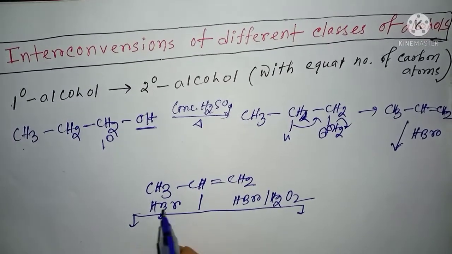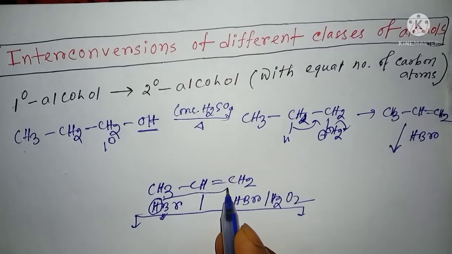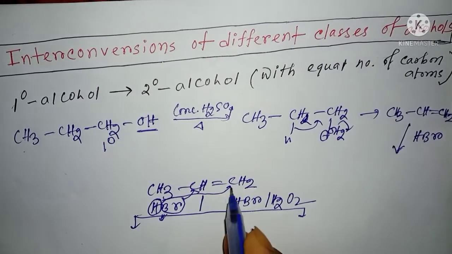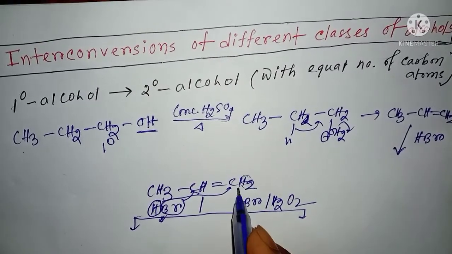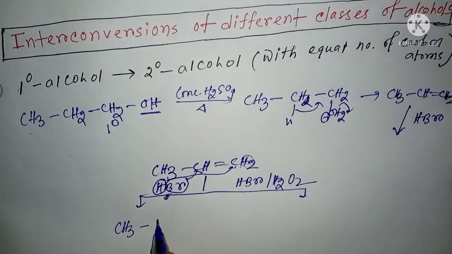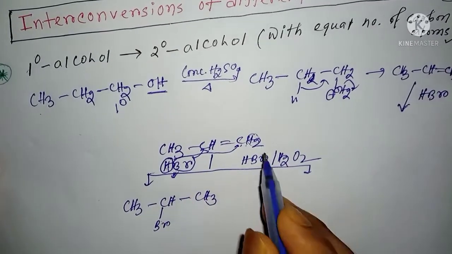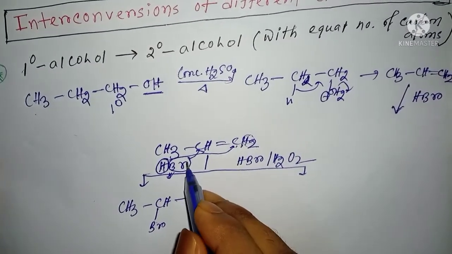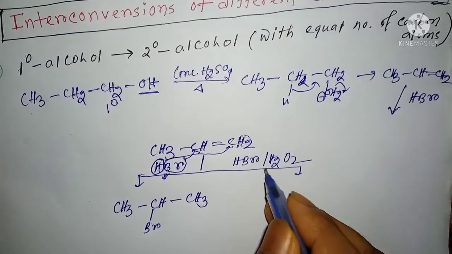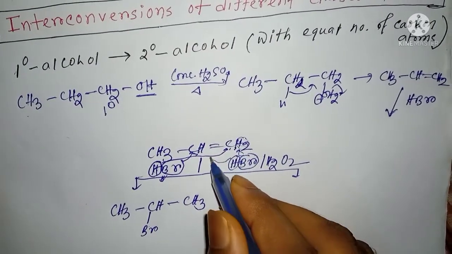Now the Markovnikov rule means H is added to the carbon that is more hydrogenated, and Br is attached to the less hydrogenated carbon. So this is the 2 carbon with 2 hydrogens, more hydrogenated, so hydrogen attacks the more hydrogenated carbon. So this is CH3CHBrCH3. Hydrogen attaches to the more hydrogenated carbon and Br to the less hydrogenated carbon. Now the anti-Markovnikov rule, in the presence of peroxide, is the reverse: Br attaches to the more hydrogenated carbon and hydrogen to the less hydrogenated carbon.